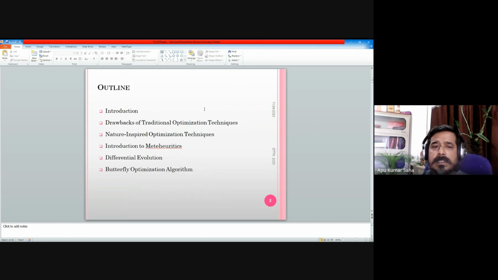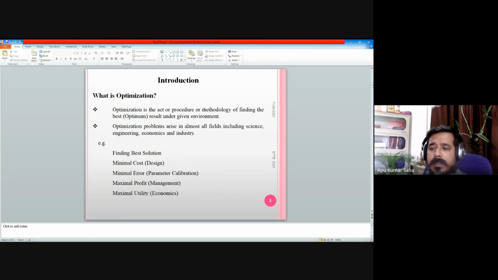So this is the outline of today's talk. And what is optimization? I think it is known to all. In any kind of study, business or industry, there are problems of optimization. If we see engineering or industrial problems, they are almost all either optimization problems or can be converted into optimization problems, because everywhere we have to find either optimal design, optimal error, optimal utility, optimal profit or optimal cost. So always we are looking for the optimal value. It may be minimum or maximum, but always optimal.